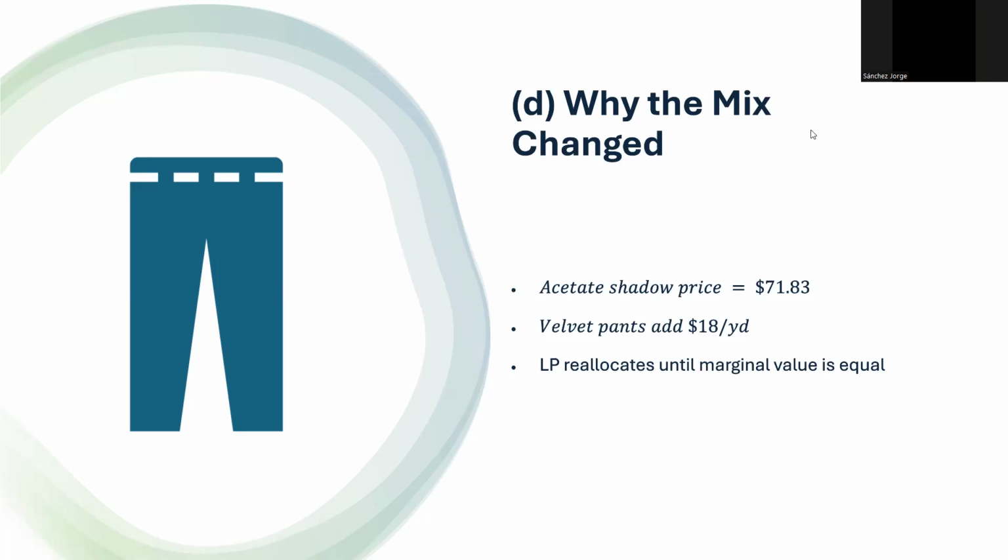But as the model increases pants production, it reduces skirts, and the marginal value of skirts drops while that of pants increases. The LP reallocates acetate until the value of the last yard used in skirts equals the value of the last yard used in pants, about $71.83 in both cases. This equalization is how LP models ensure the most efficient allocation of limited resources.